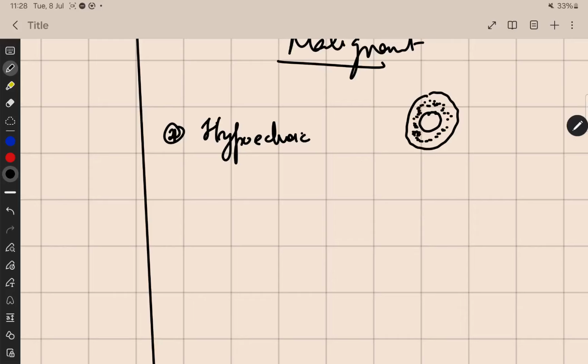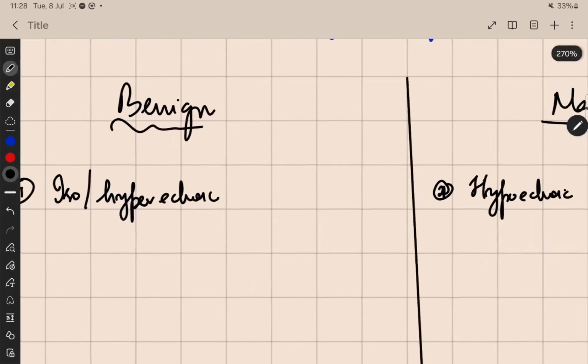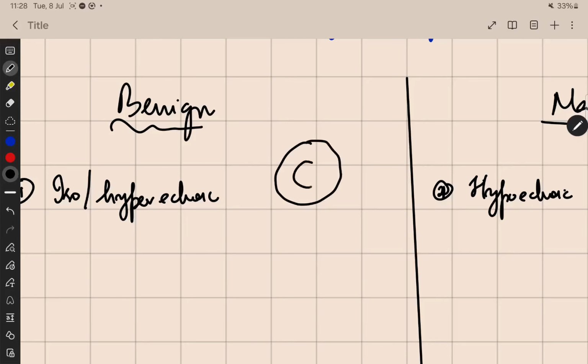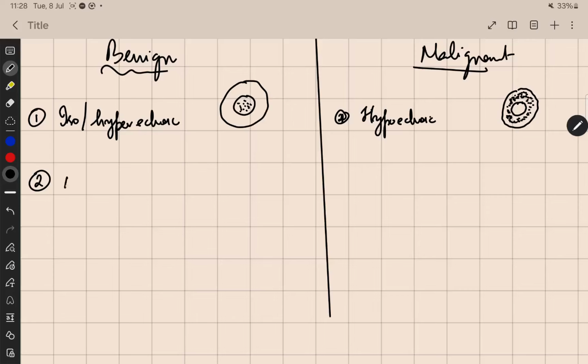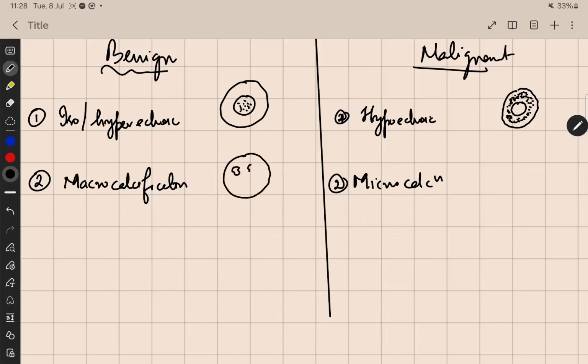In case of ultrasound we call it echoic. In case of CT scan we call it density. While in case of benign, it can be hyperechoic or isoechoic, that is similar to the thyroid parenchyma or more than thyroid parenchyma. Second is macrocalcifications present in benign, while microcalcifications in case of malignancy. So it will be bigger calcifications, while in case of malignant it will be very fine and very small, the calcifications.